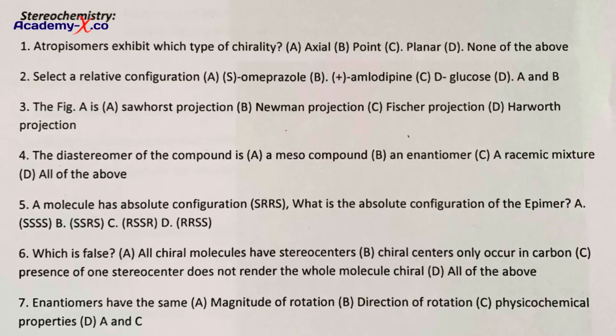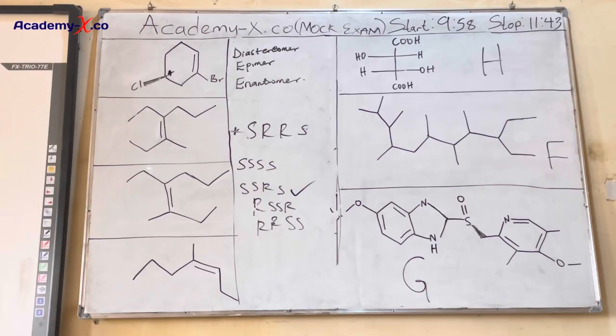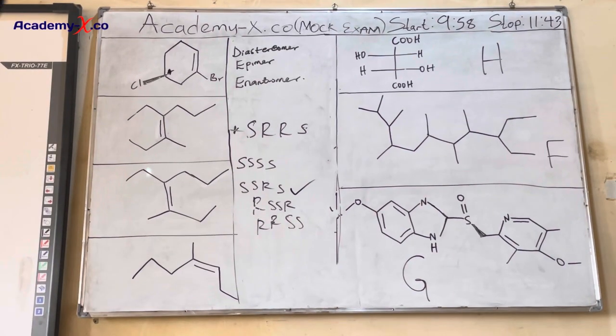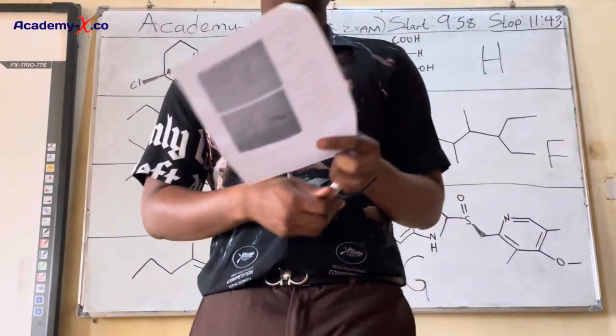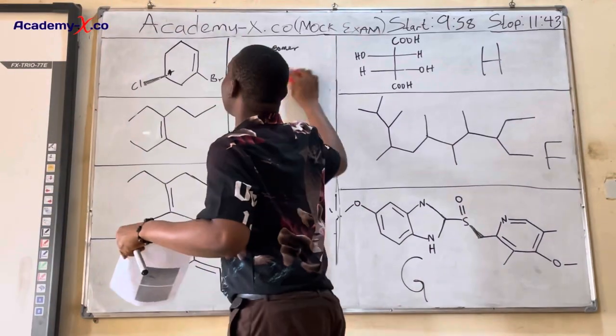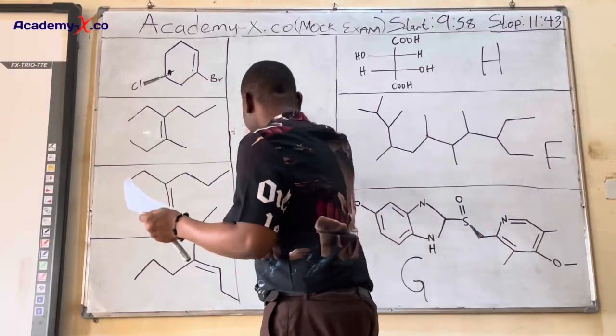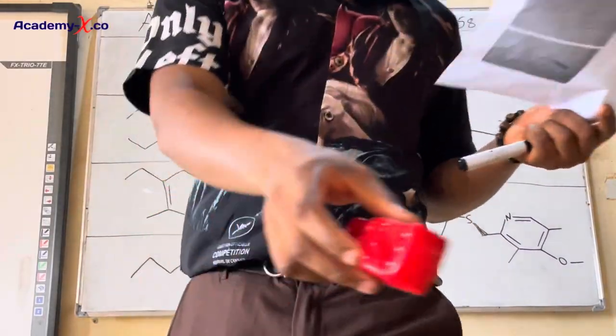Now, enantiomers have the same A, magnitude of rotation, B, direction of rotation, C, physicochemical properties, D, A and C. Wrong. The correct answer is A and C. I know why I put magnitude of rotation. So let me explain why I saw most of you were choosing C. Yes, C is correct, but it's not the complete answer. Now let's start.